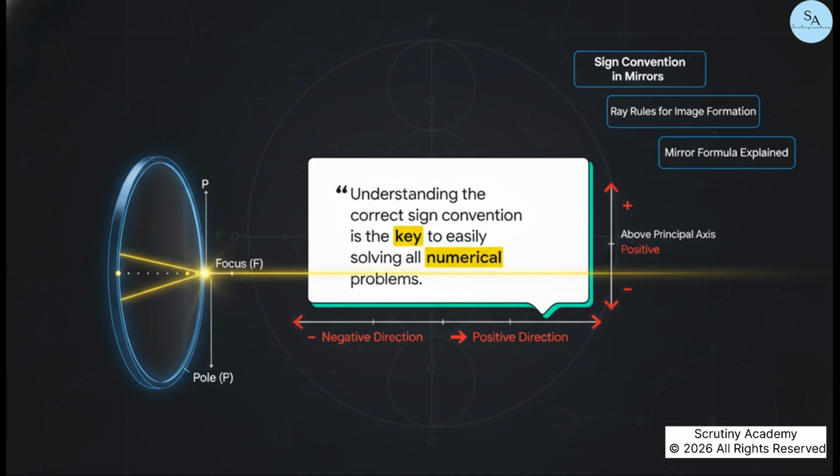The sign convention is the master key that unlocks everything else in mirrors. Once you understand it properly, you can solve any numerical question they throw at you. Once you have a rock-solid grip on these rules, everything else, the diagrams, the formulas, even the hardest problems, just falls into place. Master the signs, and you'll master spherical mirrors.